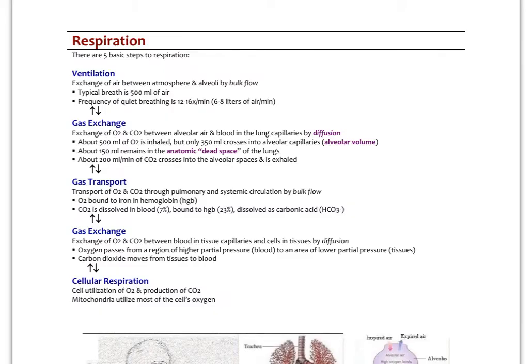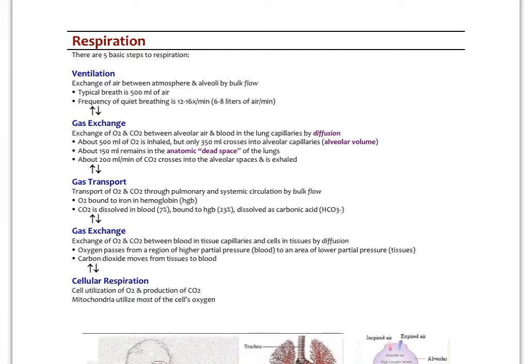So there are 5 basic steps to respiration. The first is ventilation, which is the exchange of air between the atmosphere and the alveoli by what's called bulk flow, which is just the flow of the gases. A typical breath is about 500 milliliters, or half a liter, of air. The frequency at quiet breathing is about 12 to 16 times per minute, and that's about 6 to 8 liters of air per minute.